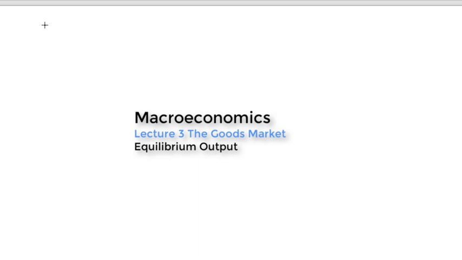Hi everyone. In lecture 3, we explained the equilibrium in the goods market, and we explained that in the short run, output level is determined mainly by changes in total demand. And we explained the main component of total demand, which we called Z, and that is equivalent to consumption expenditure and investment plus government spending plus exports minus imports. So exports minus imports, we call this part net exports.